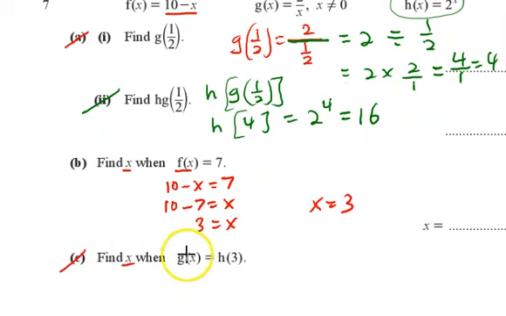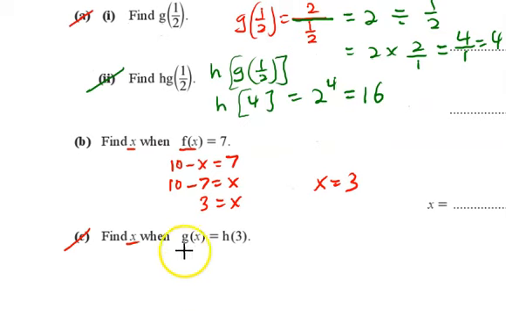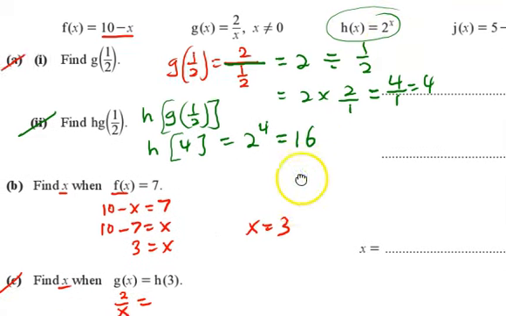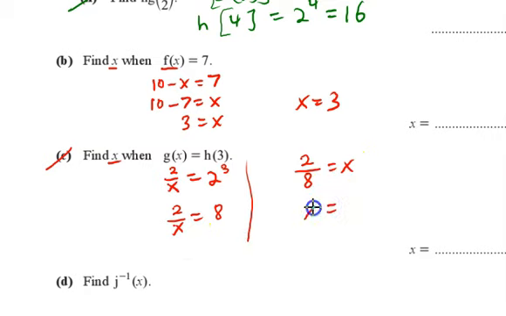Okay, now next one, C. Find x when g(x) equals h(3). What is your g(x)? g(x) here I got 2 over x. So this is 2 over x equals, what is your h? h is this, 2 to the power of x. The x is 3, so we put 3 here. So now this is equal to 8. Now we just switch it, so it becomes 2 over 8 equals x. So now here you got x equals 1 over 4.